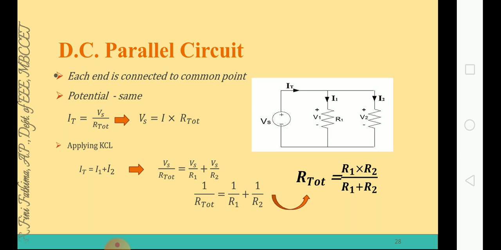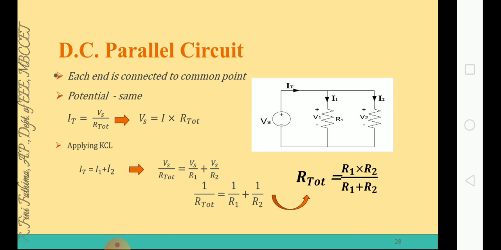The term Vs is present on both the left hand side and the right hand side of the equation, so we can cancel it. Finally we get 1 by R total is equal to 1 by R1 plus 1 by R2. And if we have four resistances, then 1 by R total is equal to 1 by R1 plus 1 by R2 plus 1 by R3 plus 1 by R4. So the total resistance in a parallel circuit is given by 1 divided by R1 plus 1 divided by R2 plus 1 divided by R3. If we have only two resistances R1 and R2, then 1 by R total is equal to 1 by R1 plus 1 by R2.